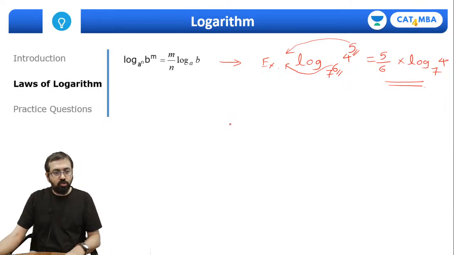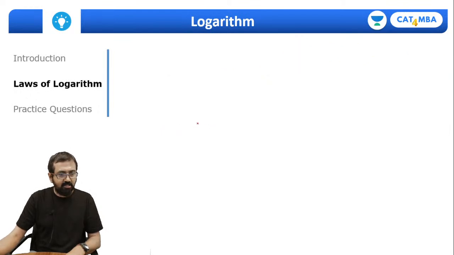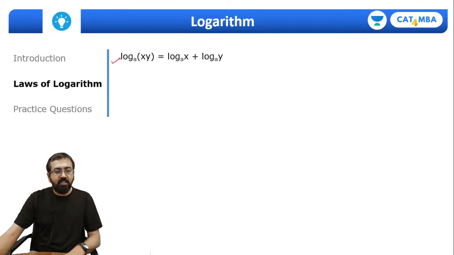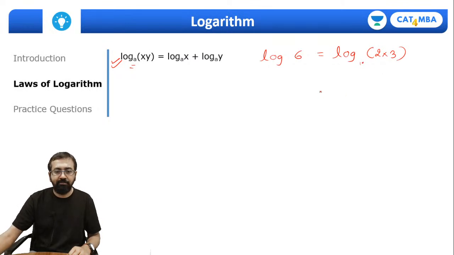Great, fine. So let's look at one more rule. Now the next one, log of x into y with base a is equal to log of x with base a plus log of y with base a. Simple example, log of 6. Now nothing is mentioned, so we'll assume that the base is 10, which is equal to log of, can I say 6 is nothing but 2 into 3. Again the base will remain the same, 10. If you don't write, that's okay, it's understood, which is equal to log of 2 plus log of 3.